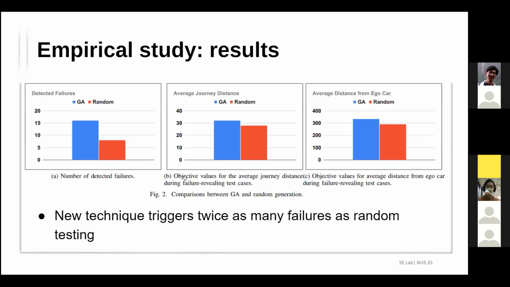So here we have the empirical data, and the most important one we see is the number of detected failures. The new technique generates twice as many failures as random testing, which is good. As for the rest, the difference between the two is not that large, but you can still see in general that the new technique produces test cases with a larger average journey distance and a larger average distance on the ego car. But the authors don't put much importance on these two values, and just mention them as a side comment, saying they might explore the significance of these two values in further research.